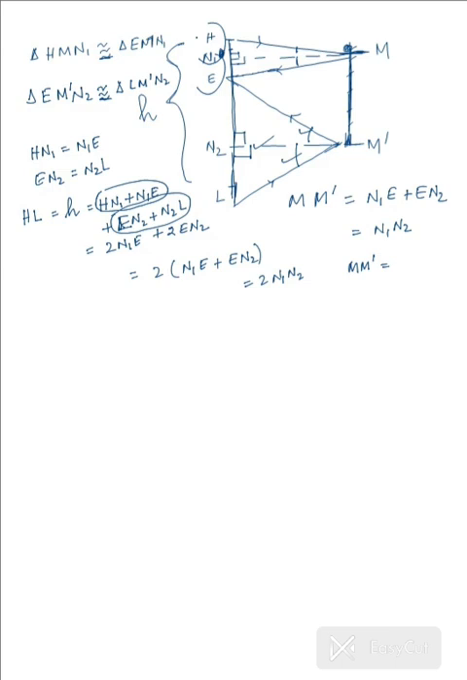And N1N2 is therefore equal to h over 2, because this was equal to h, so this is h over 2. So finally, the length of the mirror must be half the height of the person, so that the person standing in front of it can view his image entirely.